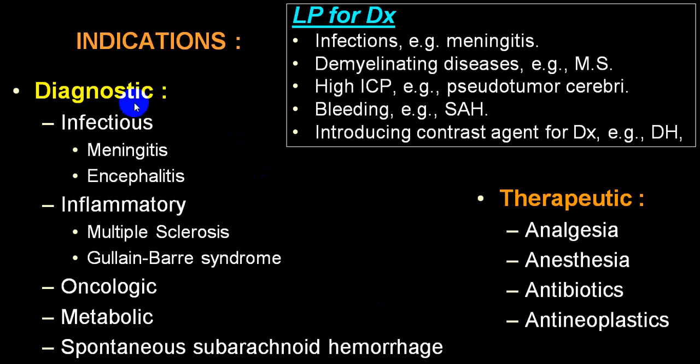So in general, infections, inflammatory, oncology, metabolic, spontaneous subarachnoid hemorrhage, in all these conditions it is for CSF analysis. As far as therapeutic purpose is concerned, analgesic, anesthesia, antibiotics, and anti-neoplastic, or we call chemotherapy. So these are some of the things, and also for diagnostic purpose by injecting a contrast media and doing what we call myelography. That is the most common way of doing investigations.